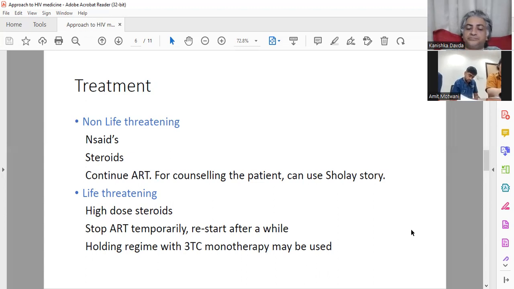Barabar? So in this situation, you may choose to stop the ART for a while till the inflammation settles down, and then start the ART later. Okay.